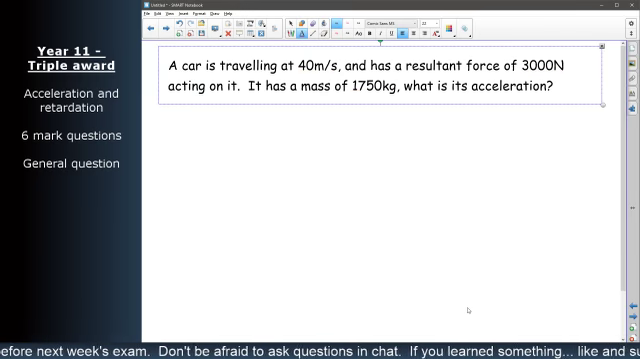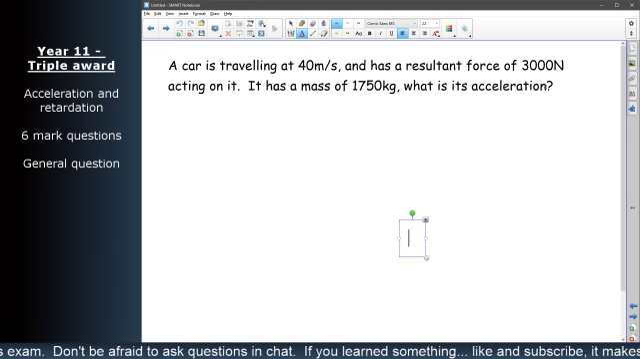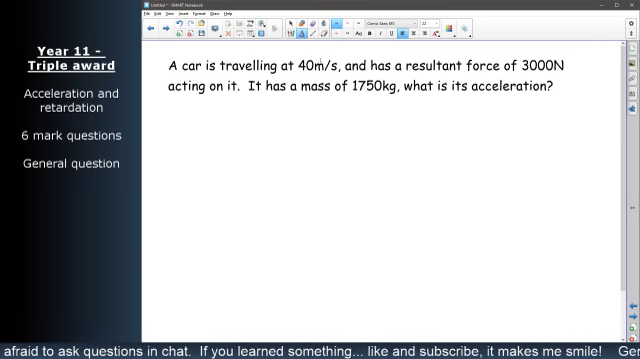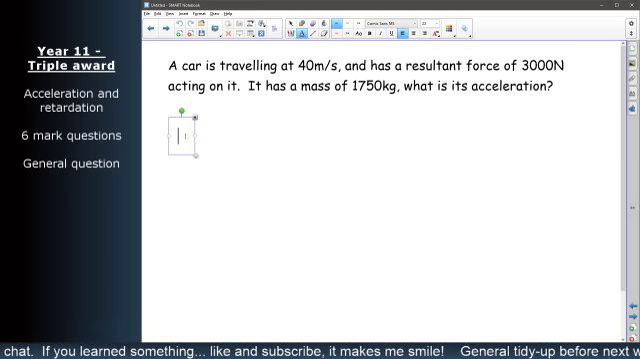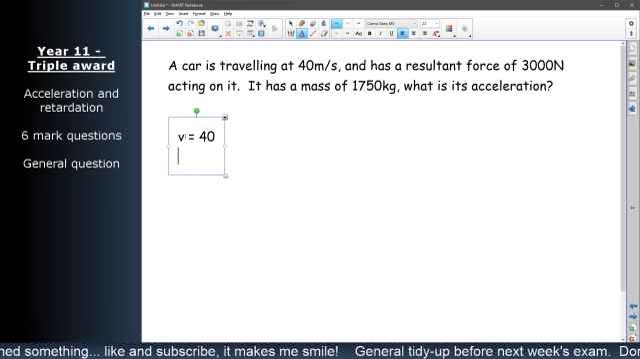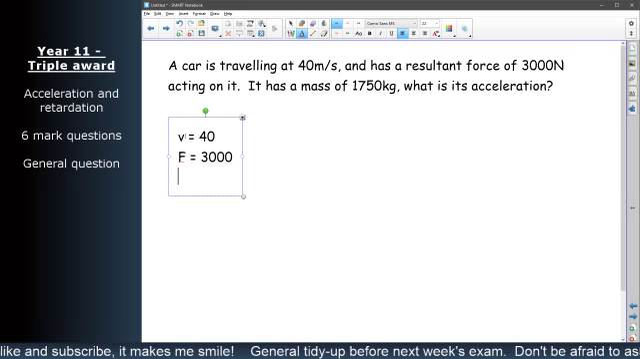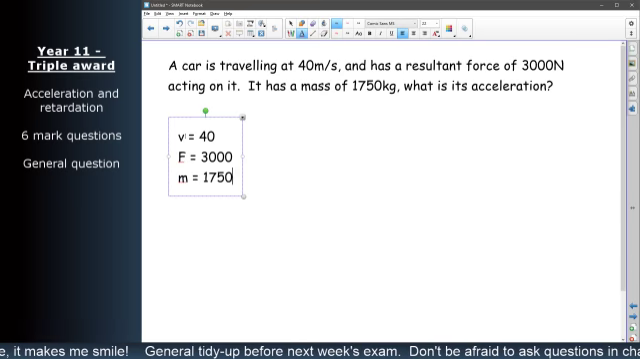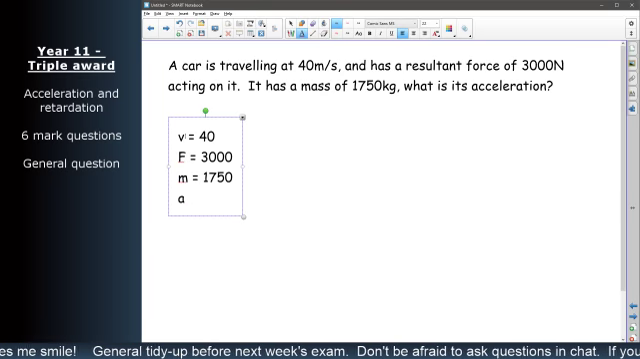We've got lots of numbers going on here, and we want to find out what's really happening. So we've got a speed, a force, and a mass, and we're looking for an acceleration. The best way to approach this is to ask, what have I been given? A car is traveling at 40 meters per second, its current speed, so we'll call that V equals 40. It has a resultant force of 3,000, so that's F equals 3,000, in newtons, so we're happy with that. And it has a mass of 1,750, in kilograms, so we're happy with that. And we're being asked to find A.